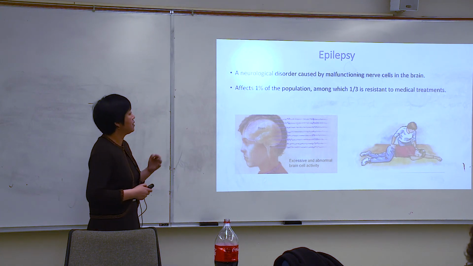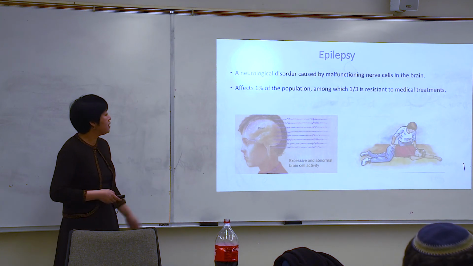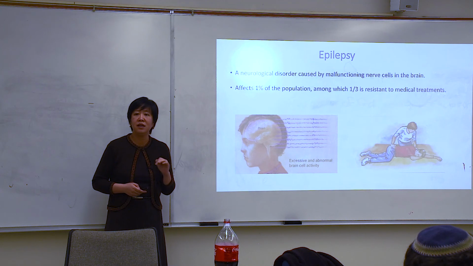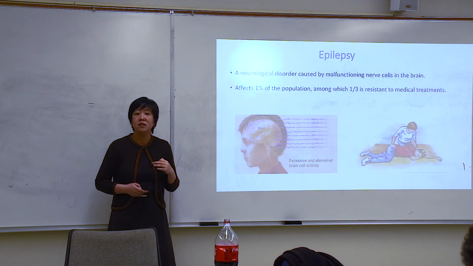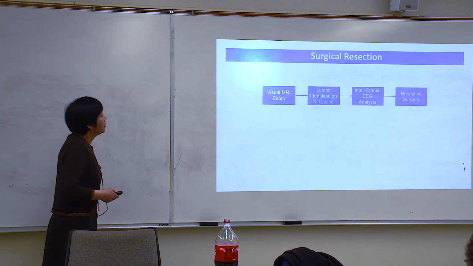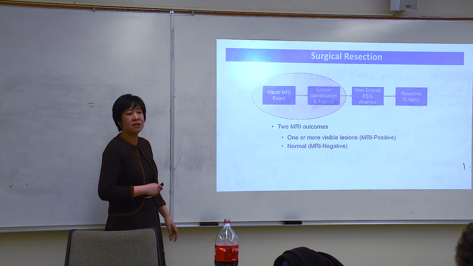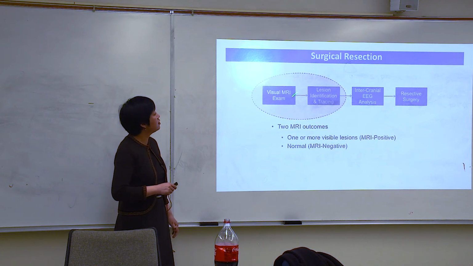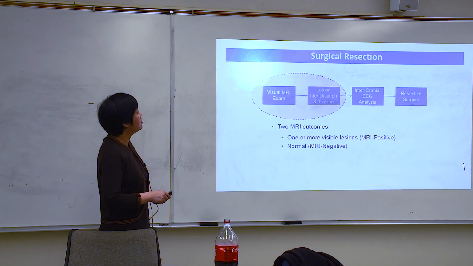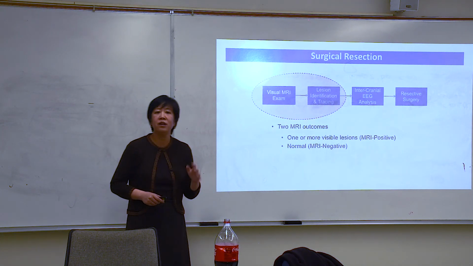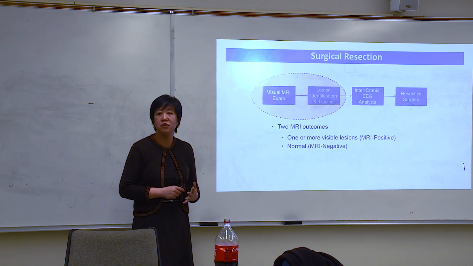It affects about 1% of the population, and 1/3 of those are resistant to medical treatment. For these patients, the only solution to lead a seizure-free life is for doctors to identify the lesional area in their brain and surgically remove it. The whole process of this treatment goes like this. First, the patient has an MRI exam of the brain, and then the doctor traces the lesional areas visually, looking at the MRI image. Then they insert intracranial EEG to further confirm this is a lesional area, and then the patient goes under surgery for the removal of the lesions.